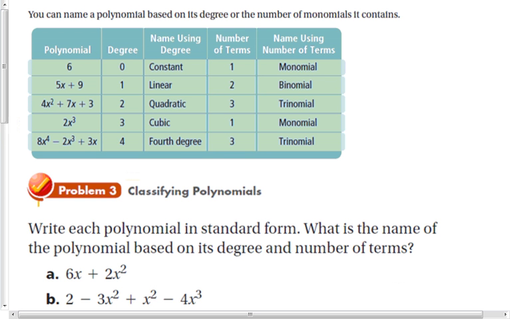Okay, you can also name a polynomial based on the degree or the number of monomials and its constants. If it's a 0 degree polynomial, then it's called a constant using the degrees. And then because there is only one term, it's called a monomial. The prefix mono means 1. Okay? If it's a first degree, and we're just talking about the first term here, so it's a first degree right there in the x.